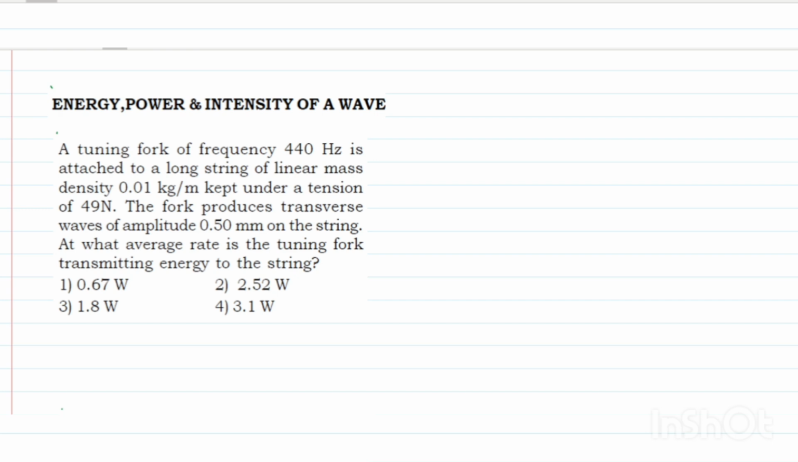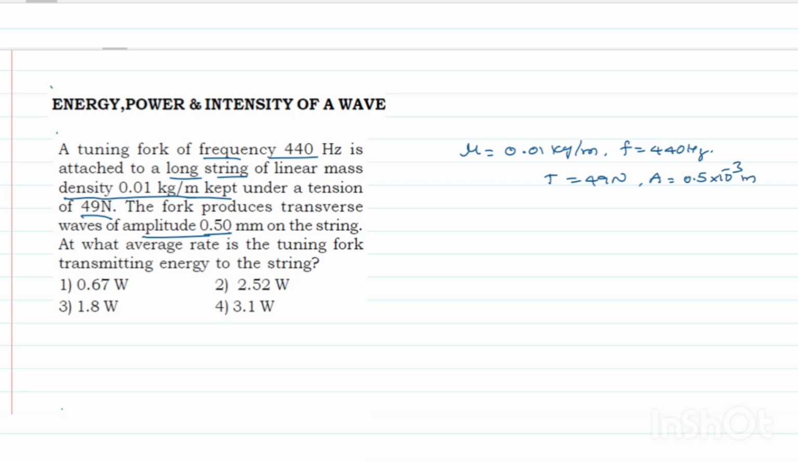The first question says a tuning fork of frequency 440 Hz is attached to a long string of linear mass density 0.01 kg per meter, under a tension of 49 newtons. The fork produces transverse waves of amplitude 0.5 millimeter on the string, so here it is 10 power minus 3 meter you can take.